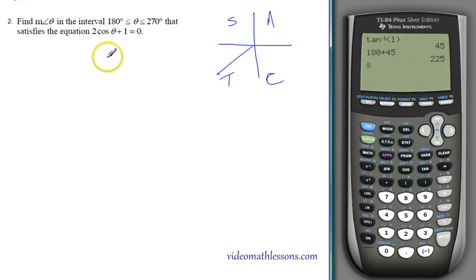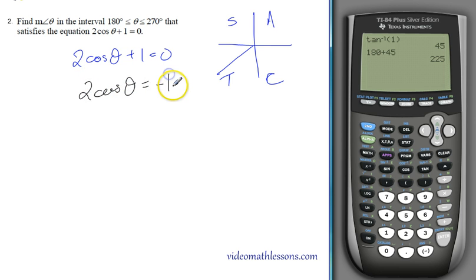So let's try this. I'm going to get the cosine by itself. So the first part is I'm going to move the 1 over. I'm just going to rewrite it. I move the 1 over using inverse, so I get negative 1. Divide by 2, cosine equals negative 1/2. Now once again, this is one of our special angles. You should know cosine of something equals a half. Notice I'm not going to do the negative.